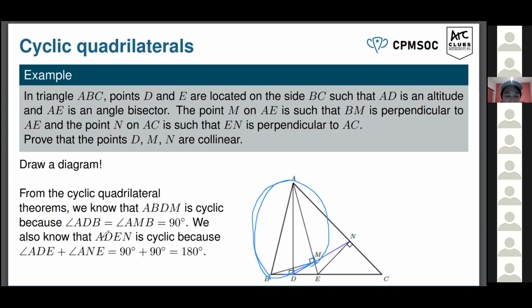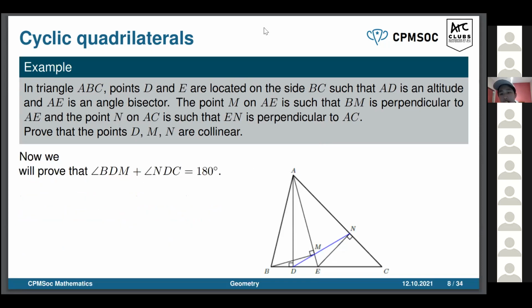And we also know that ADEN is cyclic. This is cyclic because ADE plus ANE. I'll just clear it and show you here. ADE is a right angle plus ANE, which is also a right angle, adds up to 180. So that was the first cyclic quadrilateral property that we had, right? The opposite angles add up to 180. So those are both cyclic quadrilaterals, and we can use that to assist our proof.